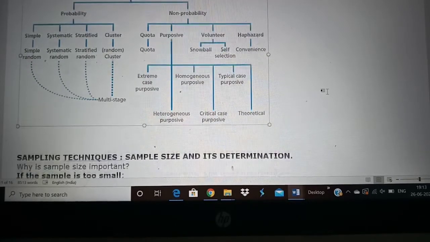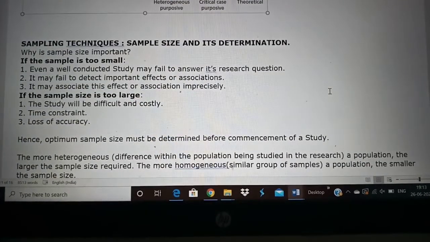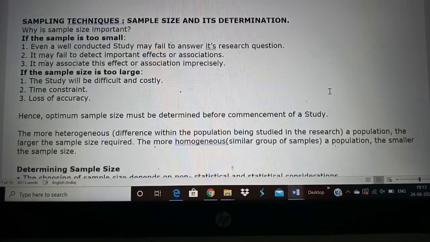Hope you understood the types of sampling. Next class we'll see the sampling techniques, sample size and its determination.